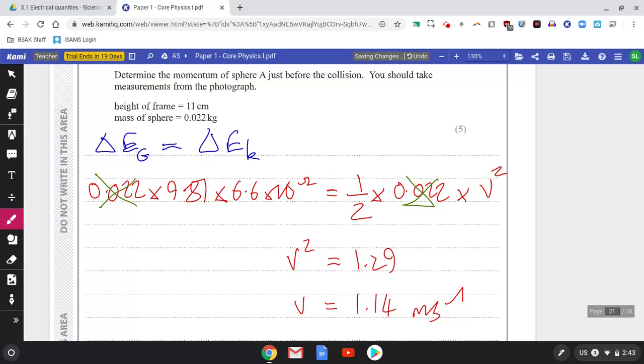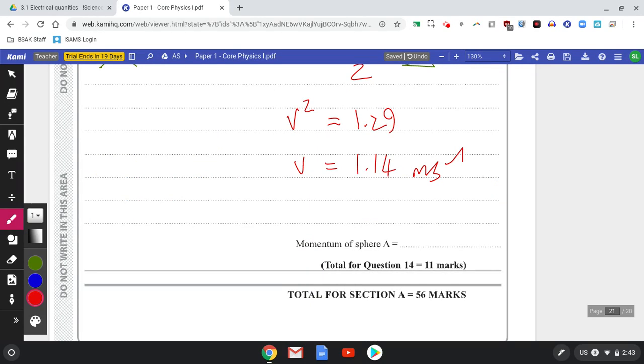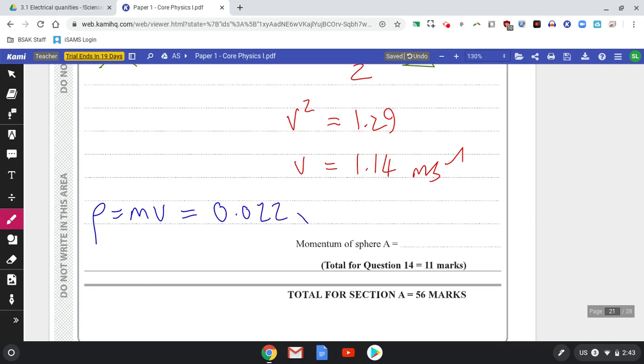And then we're just calculating momentum. Don't forget, how could you forget? Momentum is mass times velocity, 0.025. Not forgetting the unit for momentum, which is kilograms meters per second, kg m s to the minus 1.